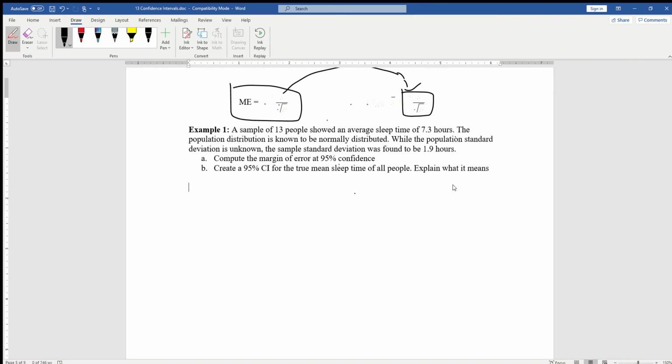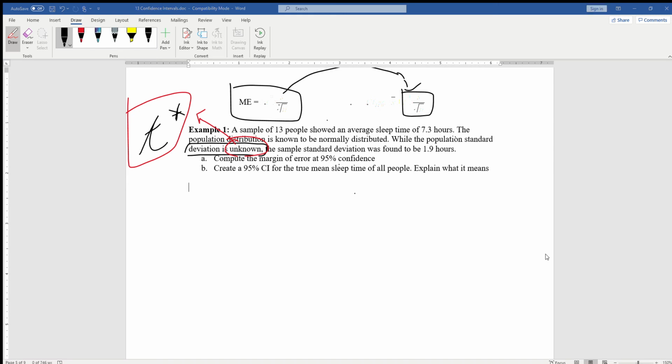The population distribution is known to be normally distributed. However, the population standard deviation is unknown. As soon as you see that, you know that you're dealing with a t-critical problem. It's extremely important, as soon as you see unknown, that you are dealing with t-critical. We know that the sample standard deviation was found to be 1.9 hours.